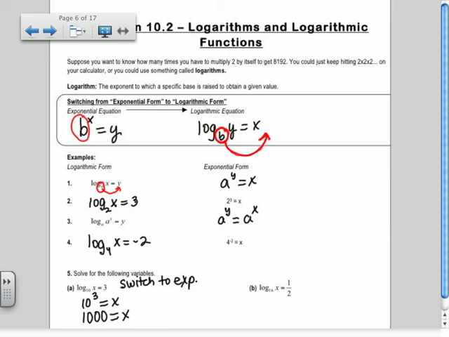All right, how about this one? Switch to exponential. 16 to the half equals x. What is 16 to the half? 4. It's the square root of 16. So it's 4.